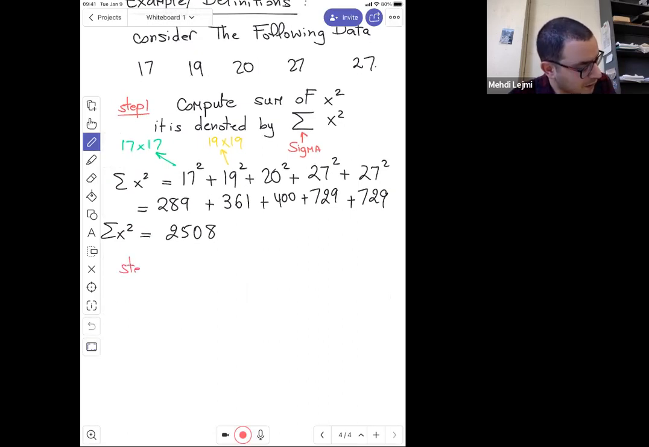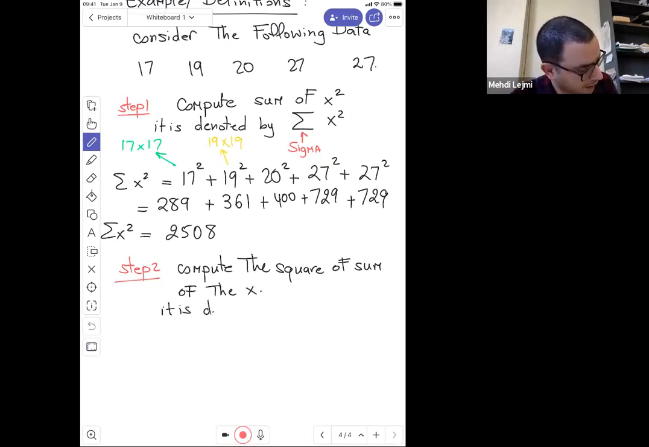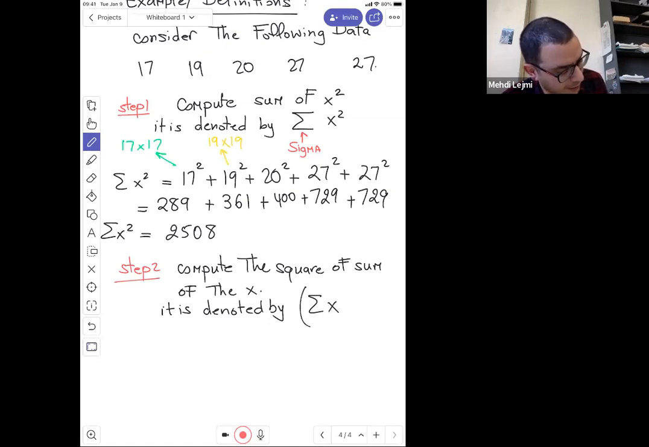Then step number 2, we're going to need the square of the sum of the x's. So step 2, we need to compute the square of the sum of the x's, of the data values. So we're going to take the sum of the x's, the sum of the data values, and then I'm going to apply the square.